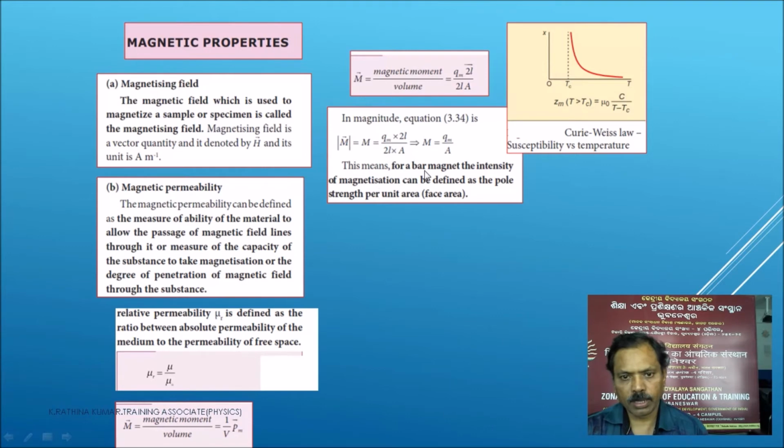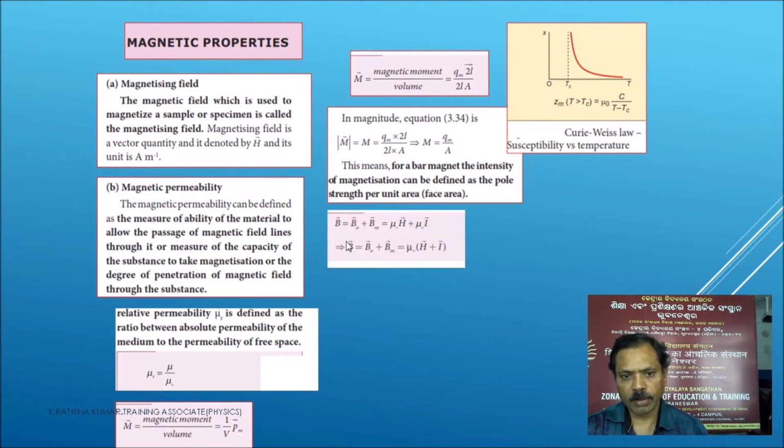So for a bar magnet, the intensity of magnetization can be defined as the pole strength per unit area. So m by A, you can say that capital M is equal to small m by A, that is, the pole strength per unit area is called the intensity of magnetization.